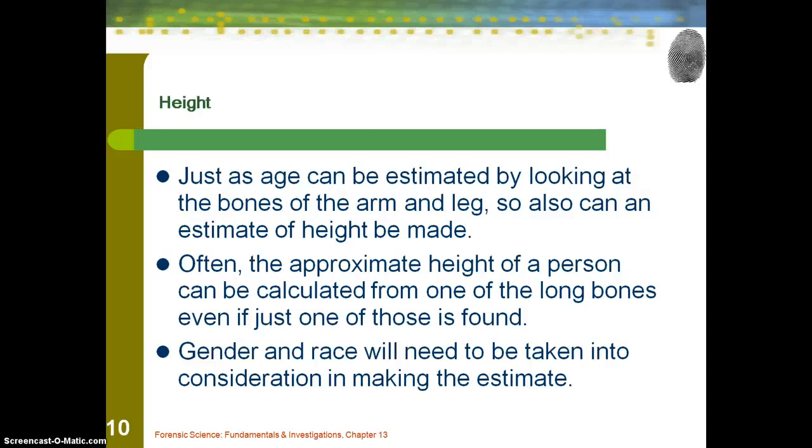Height. Just as age can be estimated by looking at the bones of the arm and leg, so also can an estimate of height be made. Often the approximate height of a person can be calculated from one of the long bones, even if just one of those is found. The long bones would be the upper arm, called the humerus, and the upper leg, called the femur. So you have 4 of them, and as long as one of those is found, the approximate height of the person can be determined.